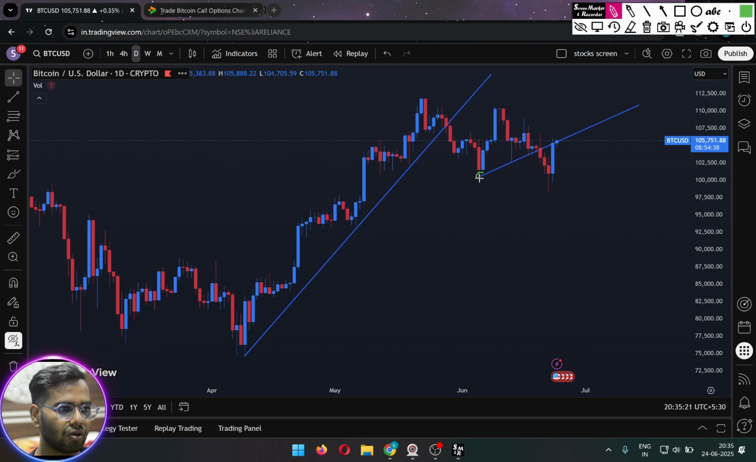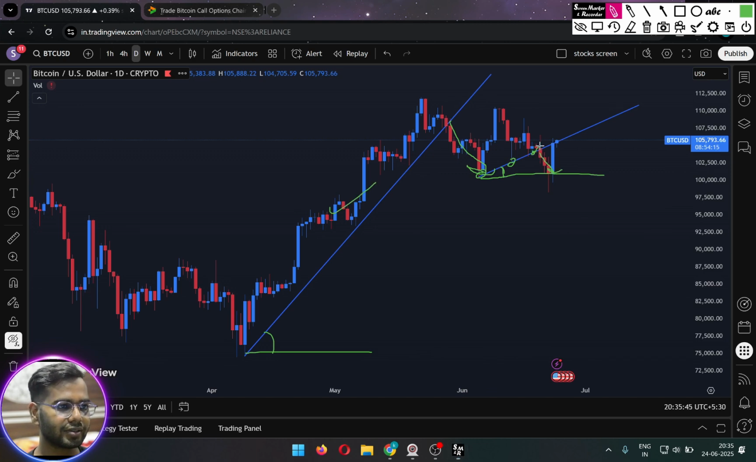This trend line is also drawn on the daily time frame, but the touch points are making this angle lower. This angle is less as compared to this angle. If you calculate the angle, this angle will be more. So the breakdown was more in this trend line as compared to this trend line.